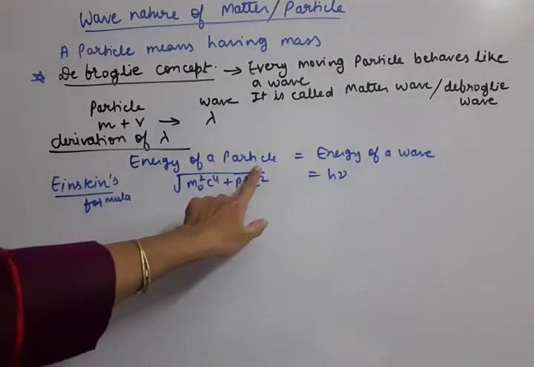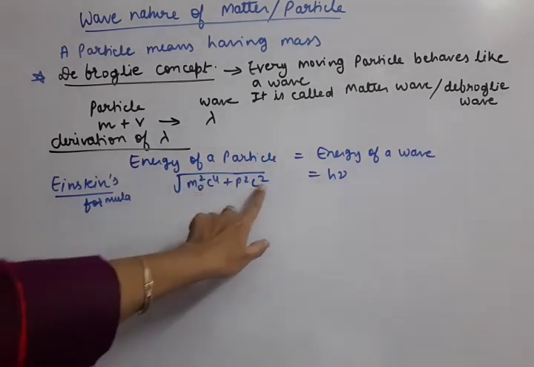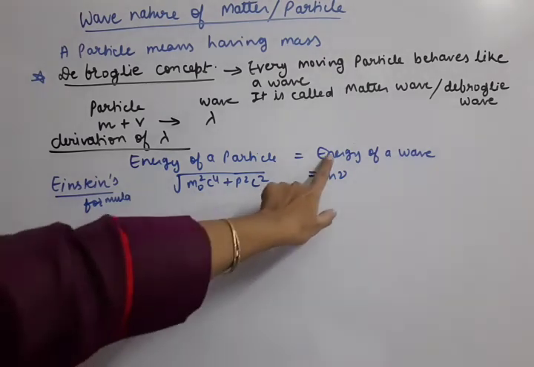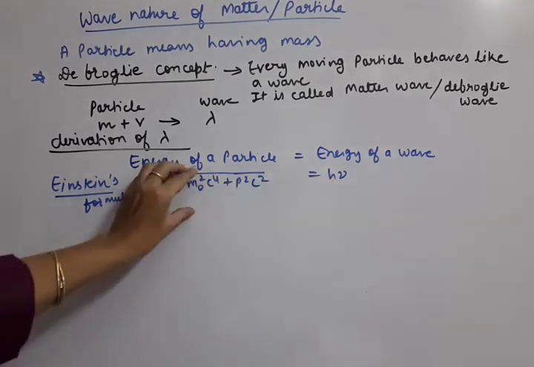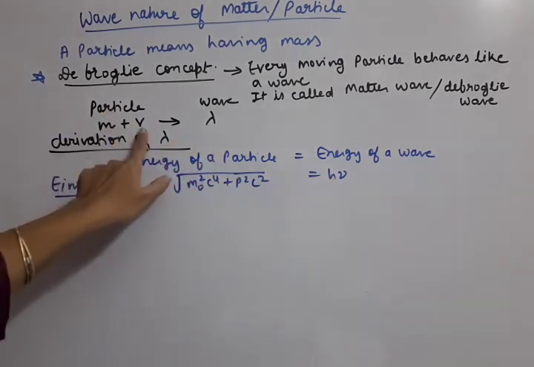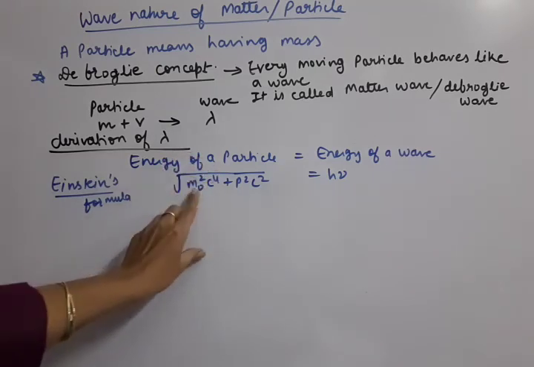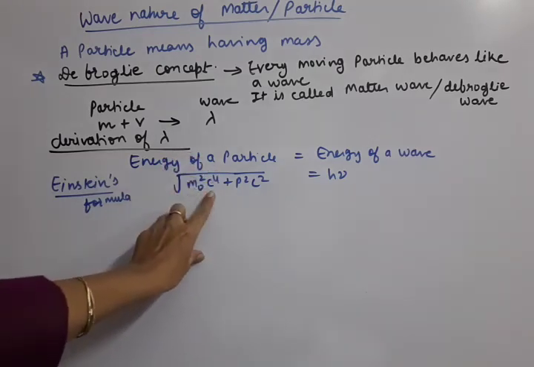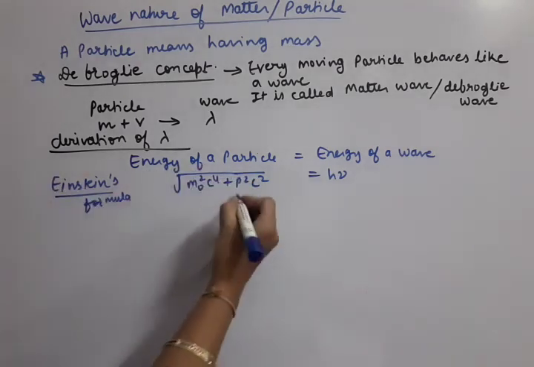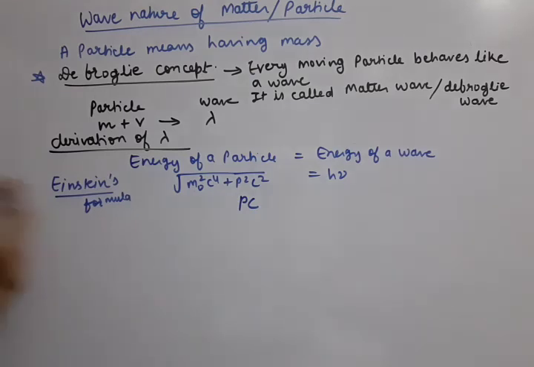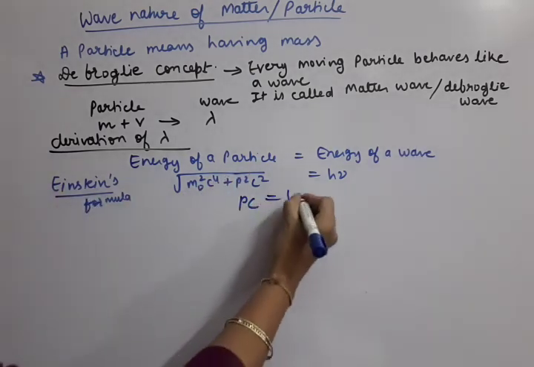Energy of a particle is given by the root of m0 square c^4 plus p square c square, and energy of a wave we can always write as h nu. Here the condition is that the particle should be moving. So one part of the energy we will discard, because this is rest mass energy and this is moving mass energy. We only pick the moving mass energy, so we only take the root of p square c square, that means pc. So pc equals h nu.